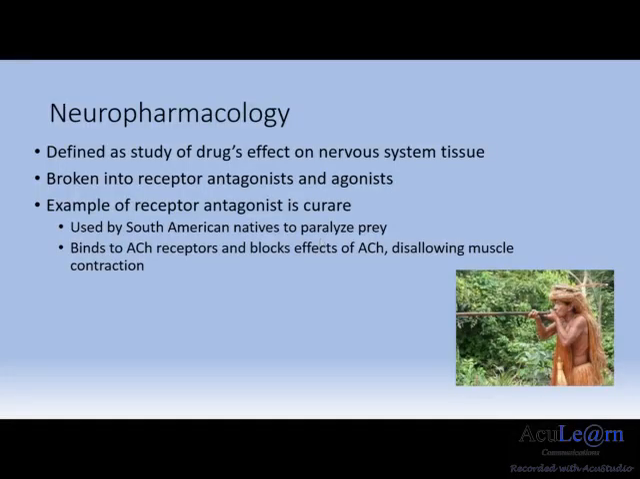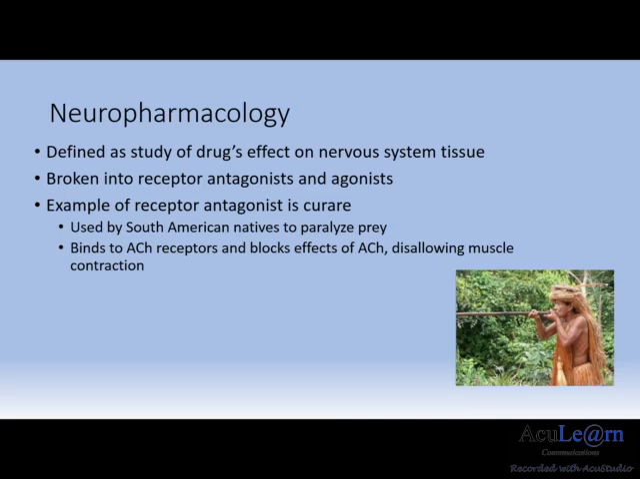Neuropharmacology is the study of drugs' effects on our nervous system tissue. This study is broken down into two ways in which the drugs can act: receptor antagonists and agonists. Receptor antagonists are inhibitors of neurotransmitter receptors, while receptor agonists are drugs that imitate the effects of the natural neurotransmitter.